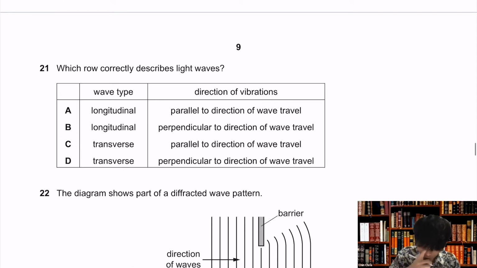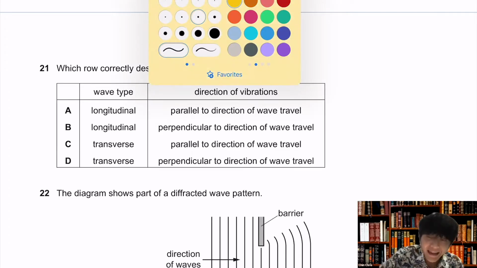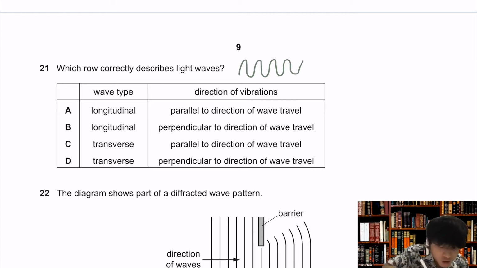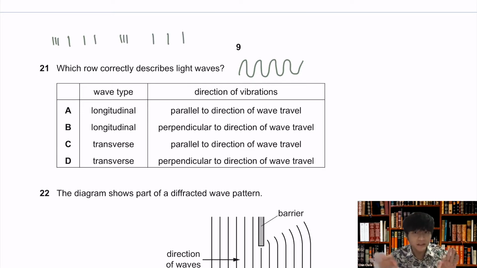Question 21, which rule correctly describes a light wave? Right now they are asking for light wave. Remember that light wave is a transverse wave. By the way, this is how a transverse wave looks like. Longitudinal is a series of compressions, a series of rarefactions, compressions, rarefactions. This is definitely a transverse wave, up, down, up, down. If you move on to A-level, you're going to learn about the dual property of a light wave.